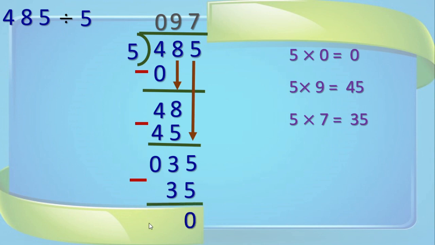What remained? 0. Correct? Yes, dear children, see here. This is the divisor 5. 485 is the dividend. And while reading this we can read 97. Leave this 0. 97 is the quotient and 0 is the remainder. Got this method? Yes. When the first number is smaller than the divisor, then we have to go for the 0 times table. We will try some more.